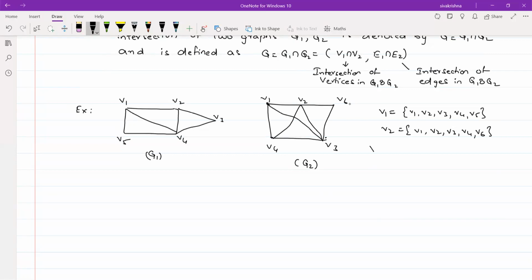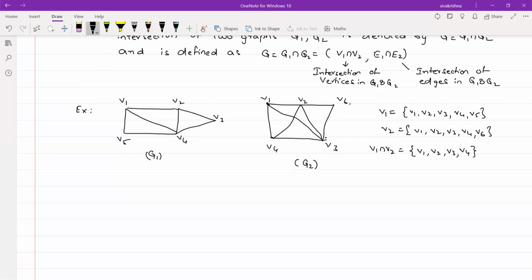Okay, now we have to find V1 intersection V2. Intersection is nothing but we have to write only the common elements in both the sets. So we are having V1 in common, V2 also in common, V3 also in common, V4 also in common, so we have to write only the 4 vertices. It means the graph G1 intersection G2 contains 4 vertices.